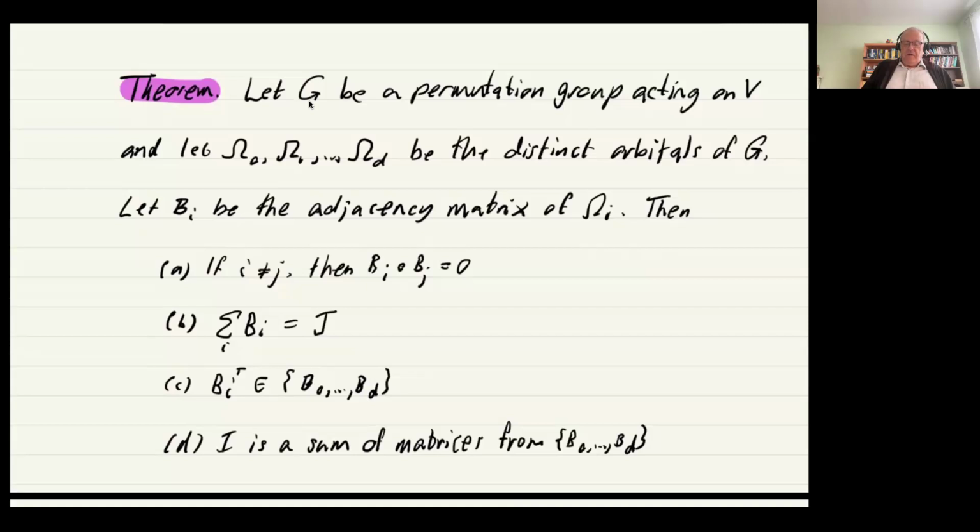Now, the comment I want to make is that if i and j are different, then the Schur product of the matrices B_i and B_j is 0. That just says distinct orbitals don't have any arcs in common, because they're orbits and orbits partition. So that's not too bad. Now, every ordered pair is in some orbital, so the sum of those matrices is the all-ones matrix J, a 0-1 matrix. So you've got a collection of 0-1 matrices, the distinct matrices have Schur product 0, and they sum to J.